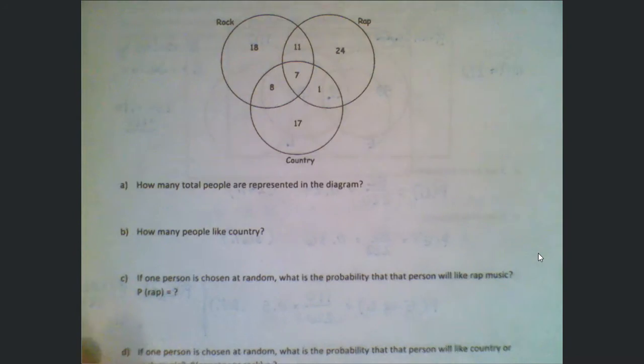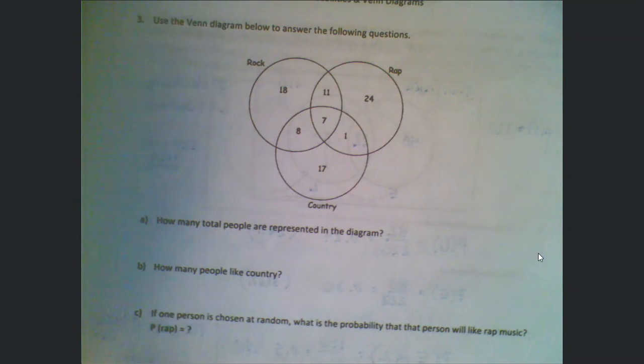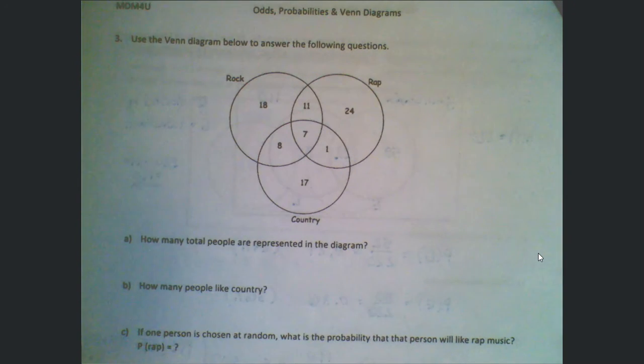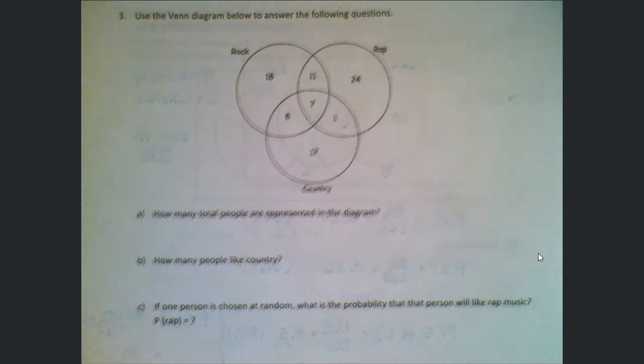Okay. Look at this one. Okay, here we have a set of 3 sets. It says use the Venn diagram below to answer the following questions. And again, you could probably do these on your own at this point, and you could try them and then just come back to this video quickly and check your answers.